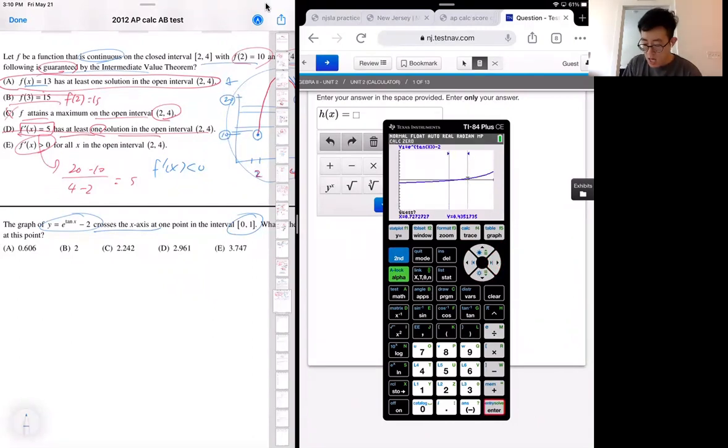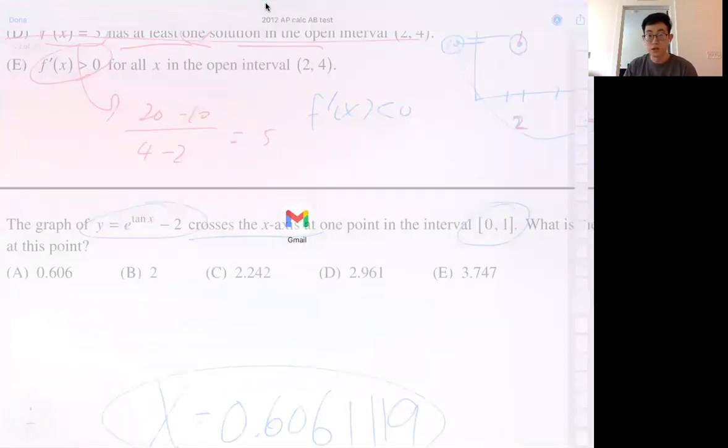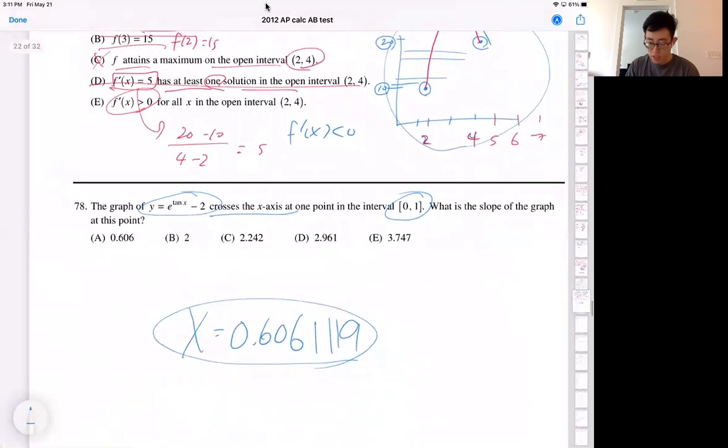That's a good amount. And if you don't want to guess, you just want to press enter one more time. They give you a 0 at x equals 0.6061119, it says. That is the value. If you zoom closely, you can kind of see that, right? 0.606.